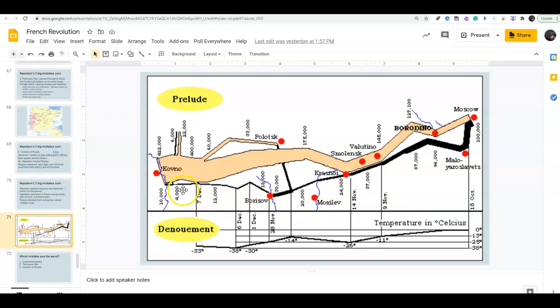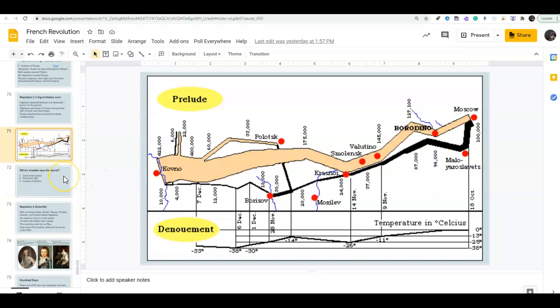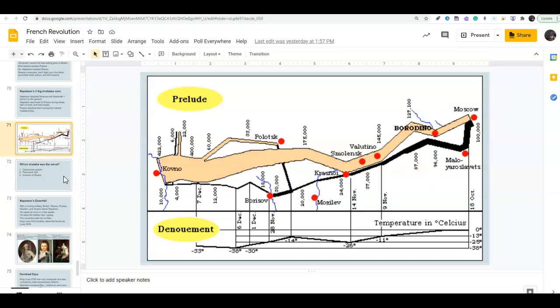They don't have a lot of food. They're tired. They've been marching for months. And you can see here, the Russian troops are basically using guerrilla warfare tactics to take down the French troops.